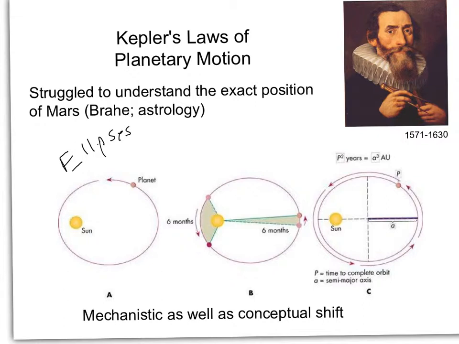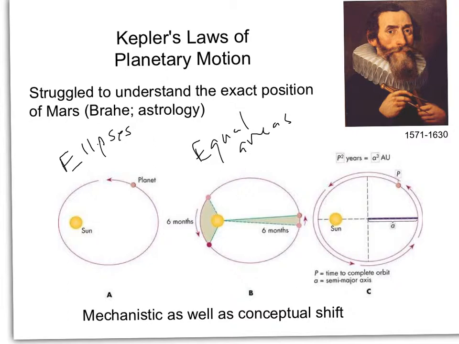The second law basically talks about the motion along that ellipse. It's often called the law of equal areas, which is a very strange way to think about it that doesn't make intuitive sense to most students. But basically, planets, as they move around their orbit, and these are very geometrical laws because Kepler was, at heart, a mathematician, planets will sweep out equal areas in equal times.